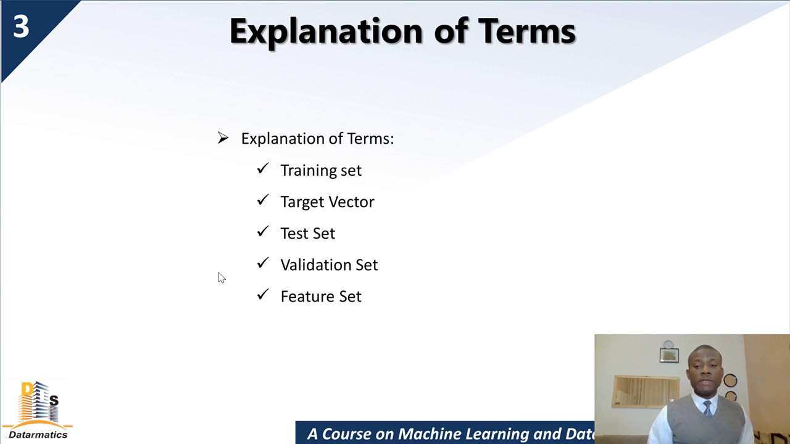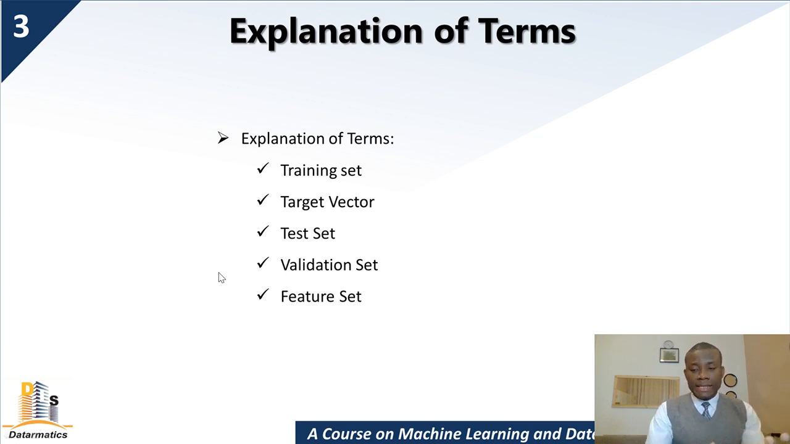The target vector is the corresponding target variable, or the variable that is calculated from the set of independent variables. So this target vector is also called the predicted variable, or sometimes it's called the dependent variable.